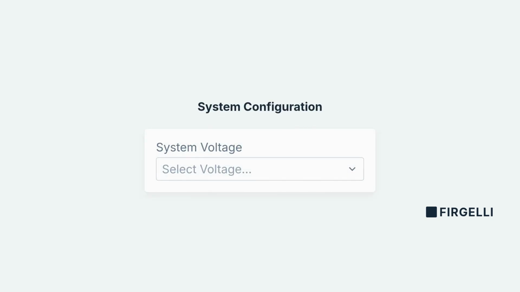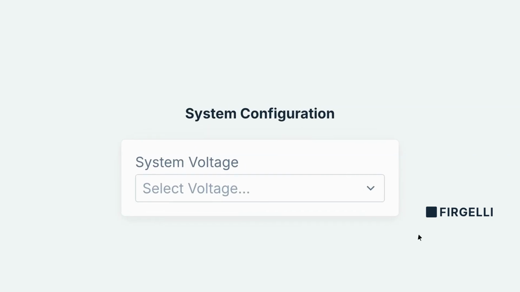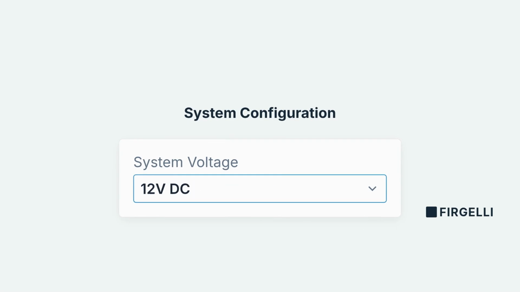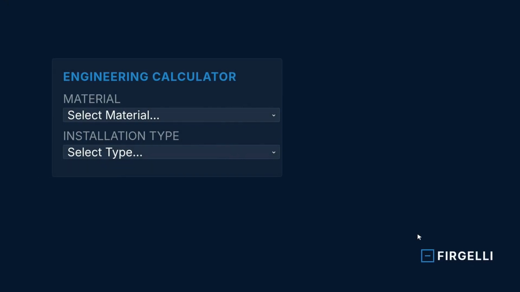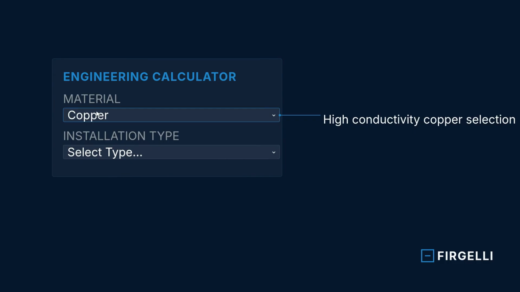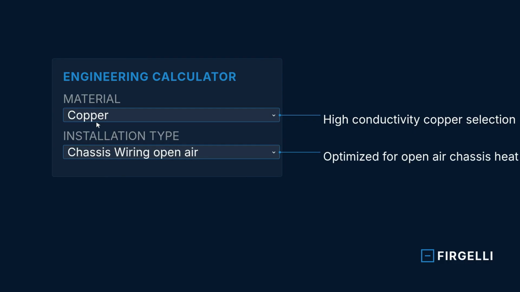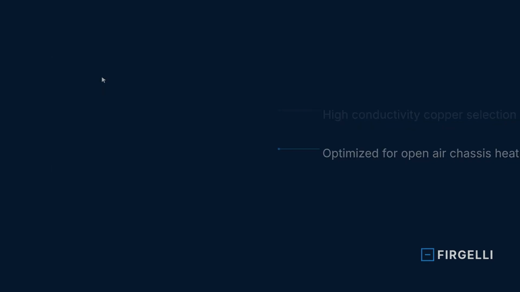Choose your system voltage from 12 volt DC, 24 volt DC, 48 volt DC, 120 volt AC, 240 volt AC, or custom voltage. I'm selecting 12 volt DC. Pick your conductor material between copper and aluminum. I'll use copper. Select installation type from chassis wiring open air, conduit raceway, bundled enclosed, or direct burial. I'll choose chassis wiring open air.